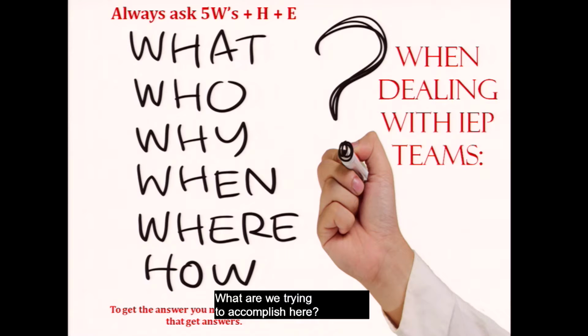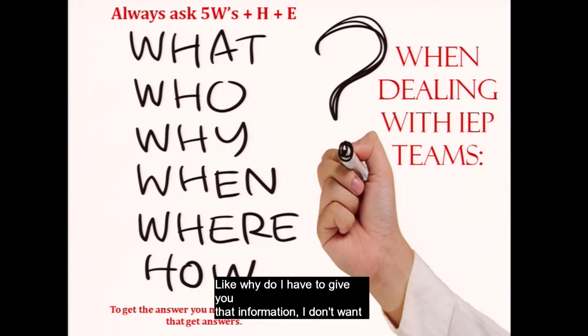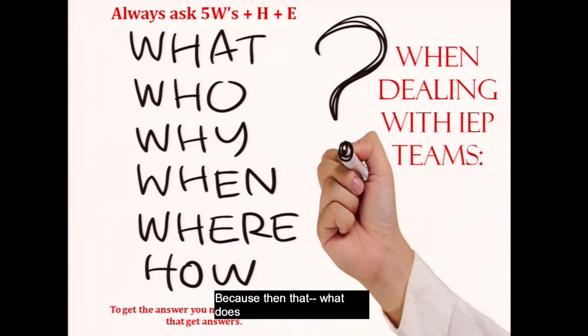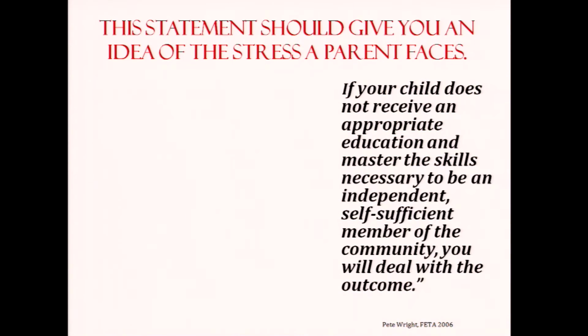What are we trying to accomplish here? And there's a way to do that without being defensive. Like, why do I have to give you that information? I don't want to share that information, because then what does that do? It puts the other person on defense, right? We want to try not to do that.